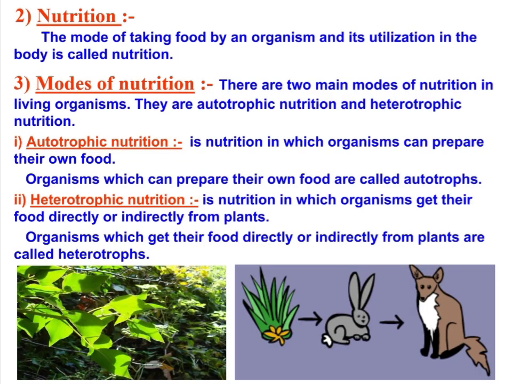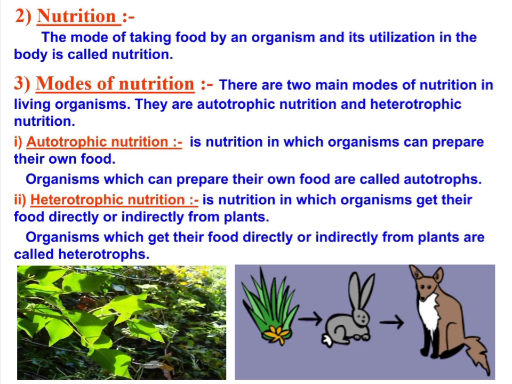Okay, let's move further. So, what is nutrition? The mode of taking food by an organism and its utilization in the body is called nutrition. So, what are the different modes of nutrition? There are two main modes of nutrition in living organisms. They are autotrophic nutrition and heterotrophic nutrition.